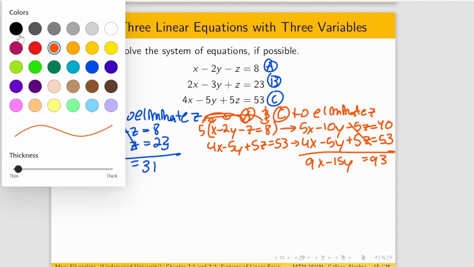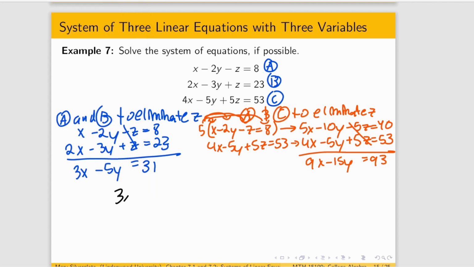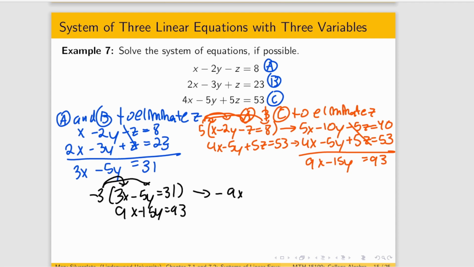And so now we have a new system of two equations with two unknowns. We have 3x minus 5y equals 31. 9x minus 15y equals 93. Now we want to go ahead and solve for one of our variables. I'm just going to choose to deal with the x's. So I would have to multiply the first equation by negative 3. So negative 3 times 3x makes negative 9x. Negative 3 times negative 5y makes positive 15y. Negative 3 times 31 gives us negative 93, and you're probably already noticing something very special is happening here.